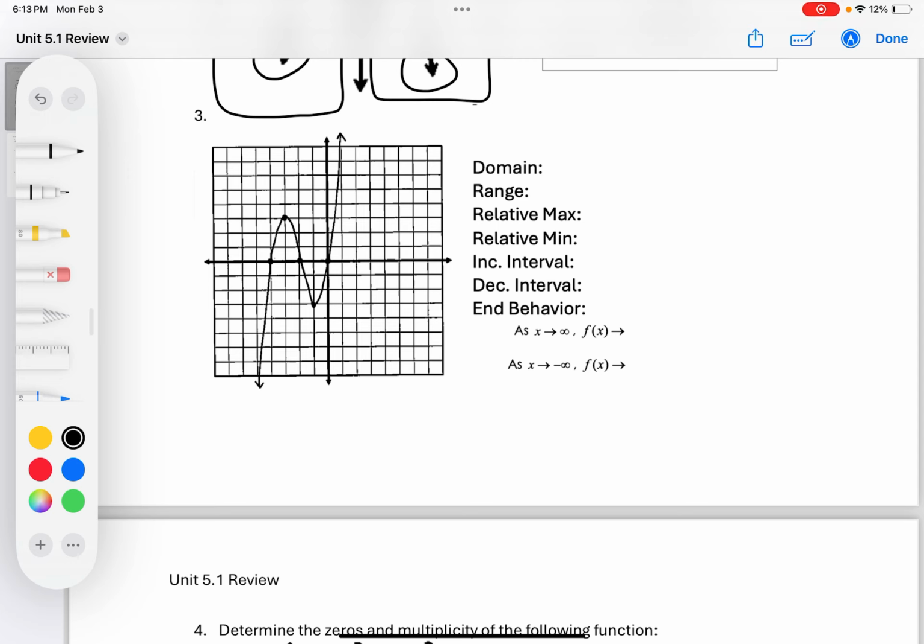So domain, remember your domain is how far left to right this goes. If I took that actual graph and I stretched it out this way, it would extend forever and ever because it is at a slant. So my domain is going to be all real numbers. I also can look at it, and if I stretched it top to bottom, what is happening? It's also extending forever and ever, so the range is also all real numbers.